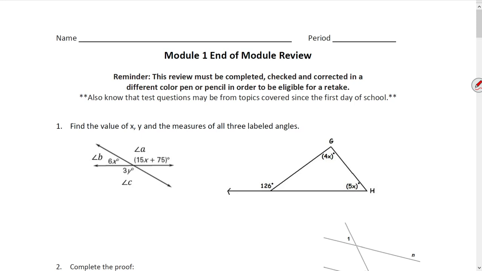When you finish, compare your answers and your work with the answer key or this video. And if you look at the answer key and you still can't figure out how to get that answer, then use this video. I do not suggest that you just watch this video and write down the work on your review and think that you understood it.